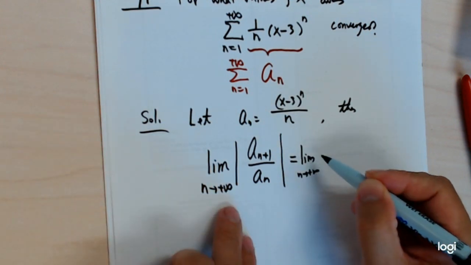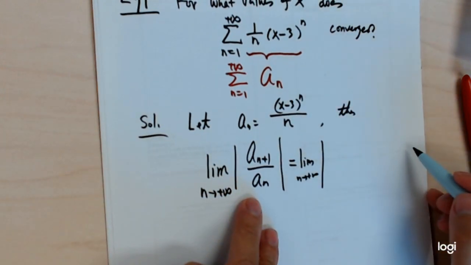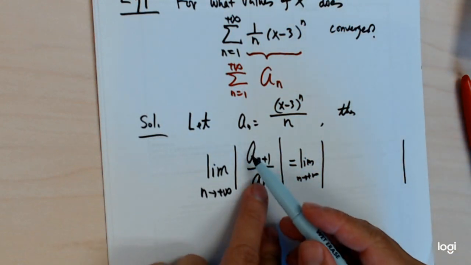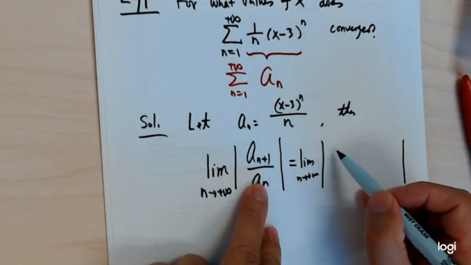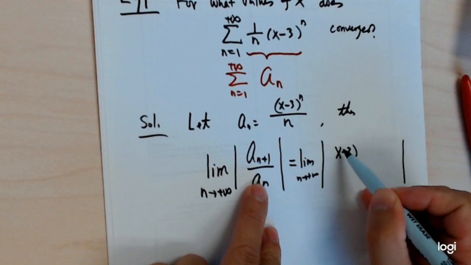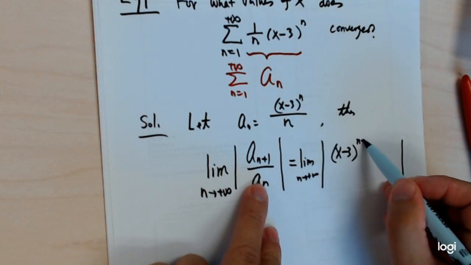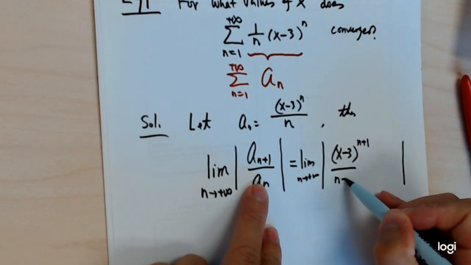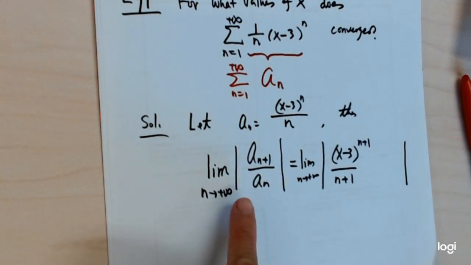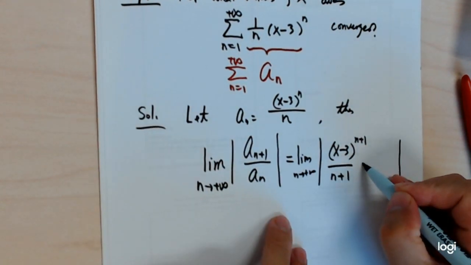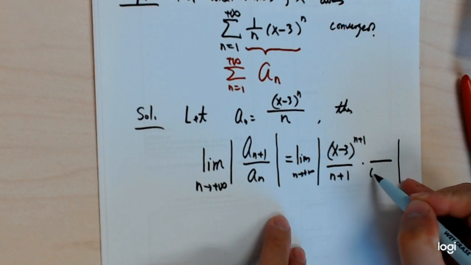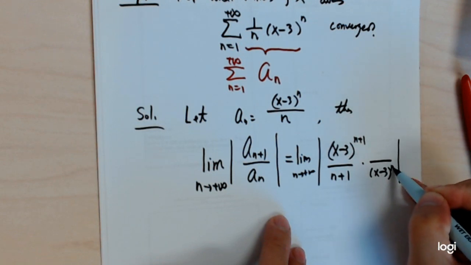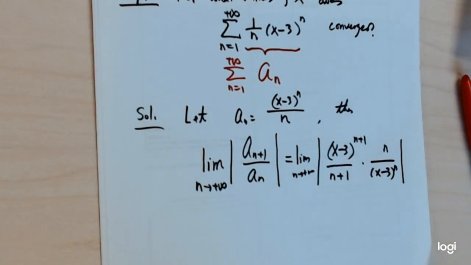But let's take a look at what this is. There is a big absolute value sign here. We have a sub n plus 1, which is just replaced in here with n plus 1, divided by a sub n, multiplied by its reciprocal.